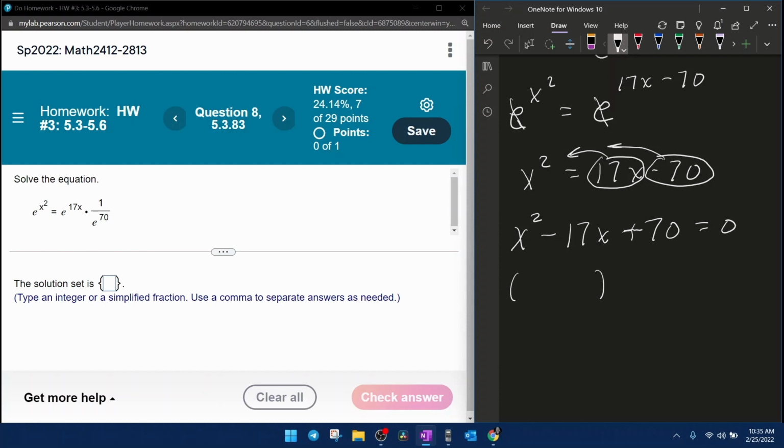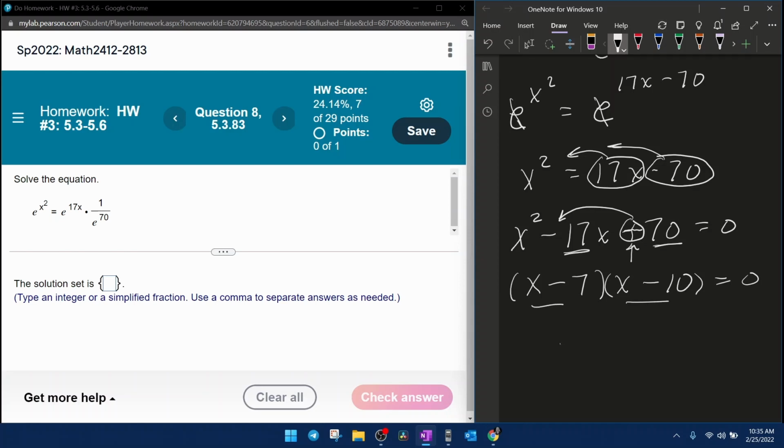And then factoring is the fastest way to solve if it will factor. So here we can see the signs are both going to be negative. We're going to have x and x to make x squared. And we need numbers that multiply to make 70 that add to make 17. And that is 7 and 10.